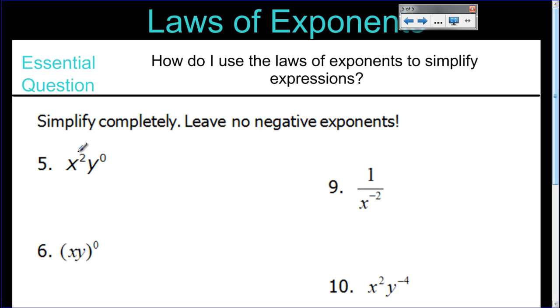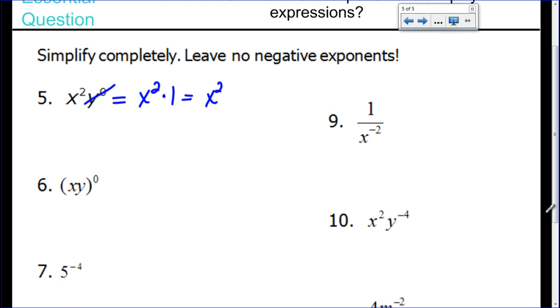So if you look at example 5 here, I've got x squared y to the power of 0. Well, remember that y to the power of 0 becomes 1, so you end up with x squared times 1, which is just x squared. So in essence, it canceled itself out, and you just get x squared. Number 6, that entire thing is to the power of 0, so it equals, that's right, 1.